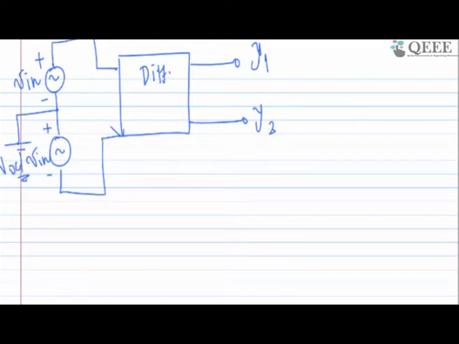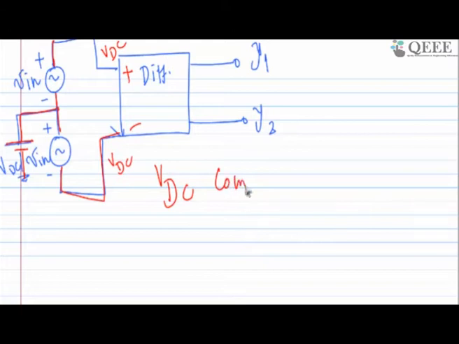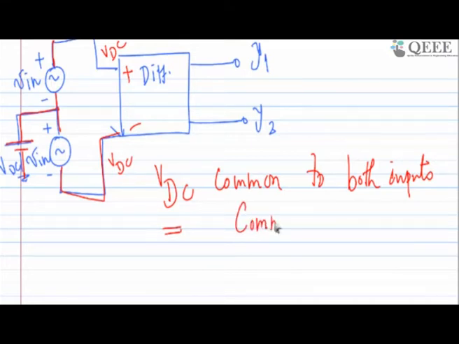But look at this DC voltage very carefully. If you remove this AC and look at just the DC path, the same DC is available on both sides. So now I am defining a new quantity. This DC voltage VDC is common to both inputs. I rename this VDC as the common mode voltage because it's common to both.